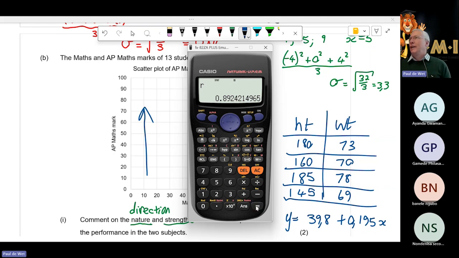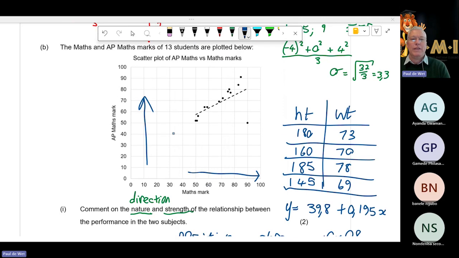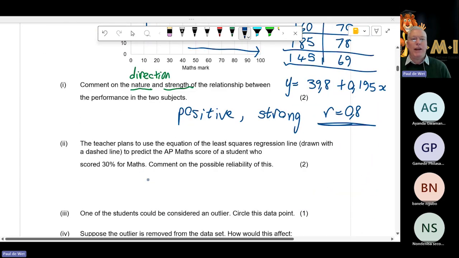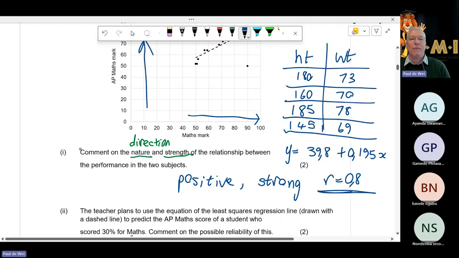What does 0.89 tell us? Is it strong? Is it weak? Is it positive? Is it negative? Strong, positive. Okay. All right, are we okay with this? Then it says, the teacher plans to use the equation to predict a score for a learner who only got 30% for maths.